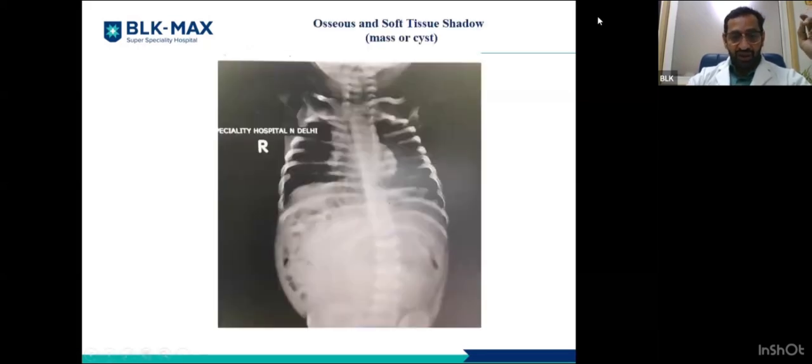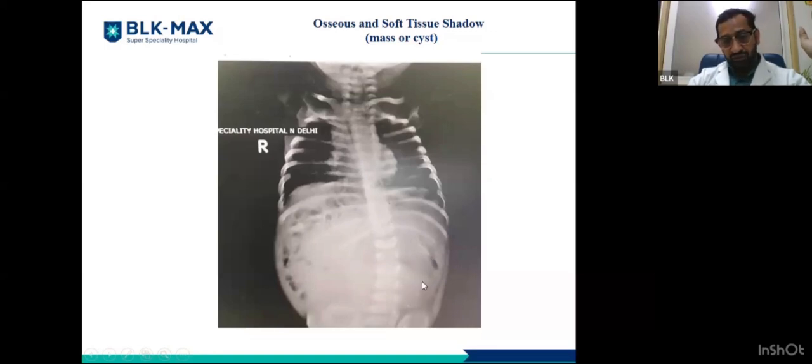Now, this is another abdominal X-ray. As I said, you should also look for the soft tissue shadows. So if I see this X-ray, you can make out that the abdomen is hugely distended. This is not a normal scaphoid abdomen, but a hugely distended abdomen. The bowel loops are pushed to one side, and then there is a large soft tissue shadow here, correct?